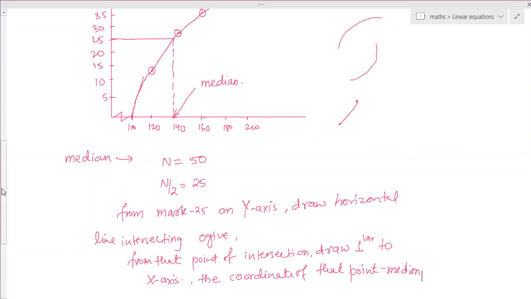Completed? Nishant, do you have graph papers? I don't think so. Nishant?